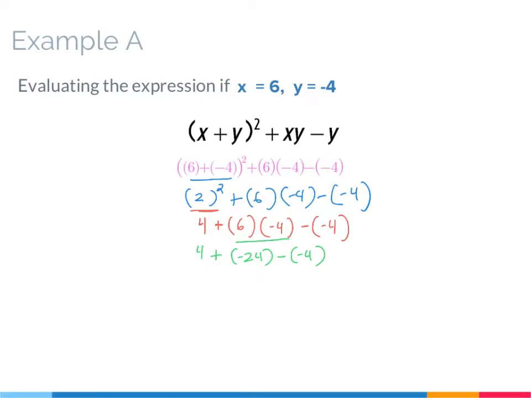So 4 plus negative 24, when I do that, I'm going to end up with negative 20, and bring down my minus negative 4. Now again, you can use your calculator for this, but luckily I remember my integer rules and I know that this minus and minus are going to give me a plus, so I'm going to end up with negative 20 plus 4, and negative 20 plus 4 is going to give me negative 16.